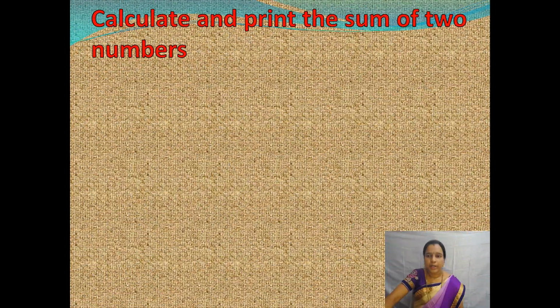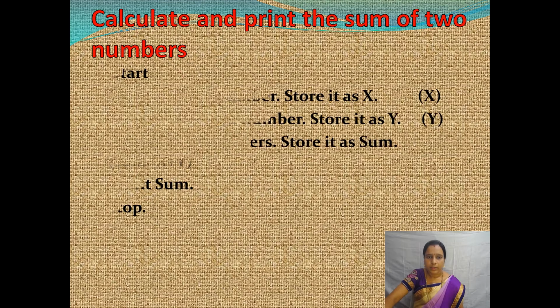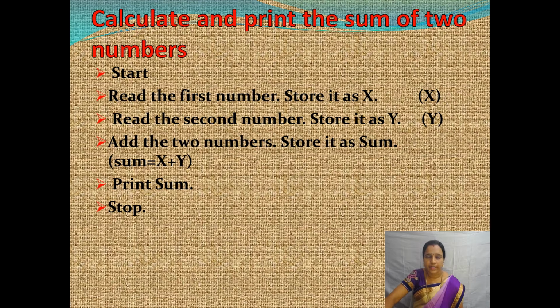Calculate and print the sum of two numbers. First we will see how to calculate and print the sum of two numbers. First is start. Then read the first number, store it as x. Then read the second number, store it as y. Take x equals 10 and y equals 10, then add the two numbers, 10 plus 10, 20. Then print sum 20, and then stop. This is how we write the algorithm.